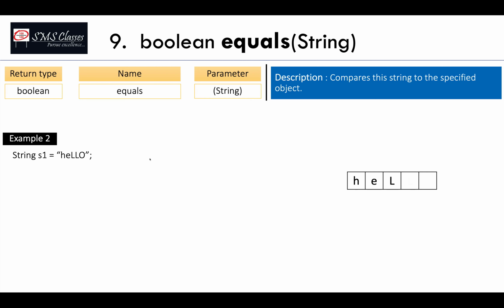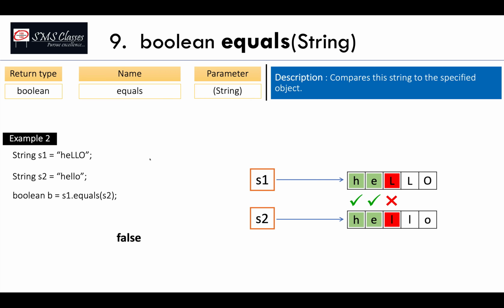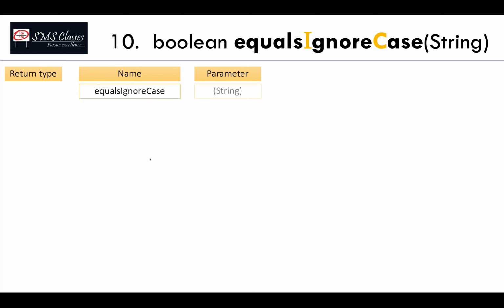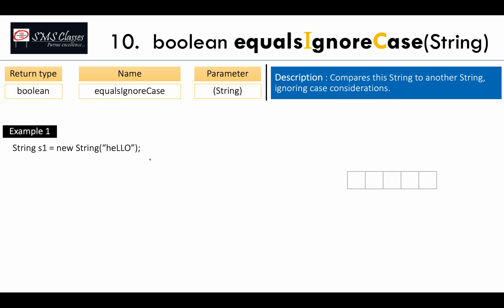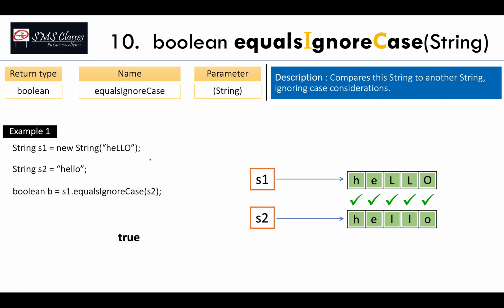Another example, hello with a few letters in capital, and s2 is all small hello. Now Java is case sensitive. If you notice, H is same, E is same, but capital L and small l are not. So it is returning false. That is why Java gives another method called equalsIgnoreCase. That is I capital, C capital, string parameter, return type is boolean. So if we take the same example, a few letters capital in one hello and the other string all in small letters, equalsIgnoreCase is going to ignore the cases and returns true in this case.